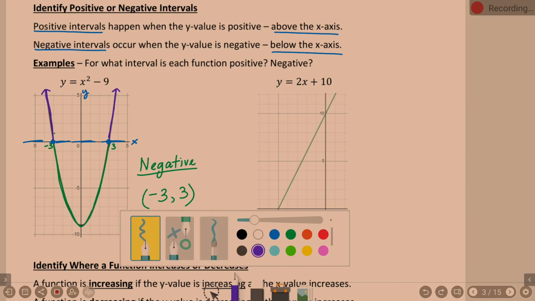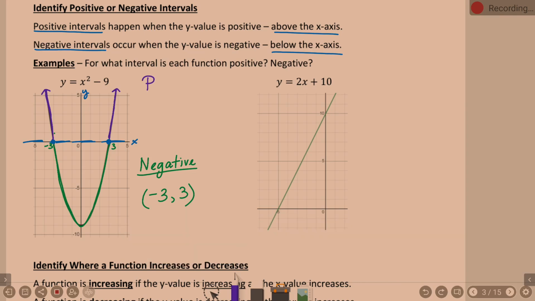Now, let's look at positive. Positive is going to be when it is above the x-axis. So when does my graph start being positive? It stops, well, I guess we could say right here, it stops being positive when? When it gets to negative 3. When did it start being positive? Where does this graph start? Yeah, infinity. It doesn't just start here, say at negative 4 or 5, does it?